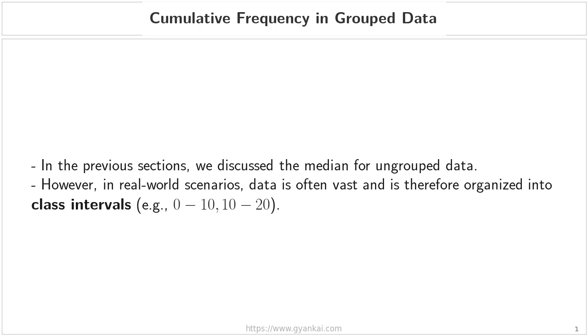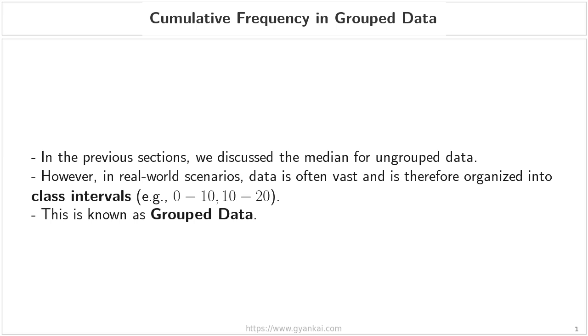However, as we move into more advanced statistics, we have to consider real-world scenarios. In the real world, data is often far too vast to list out individually. To make this information manageable, we organize it into what we call class intervals, for example, 0 to 10 or 10 to 20. When we organize data this way, we refer to it as grouped data.